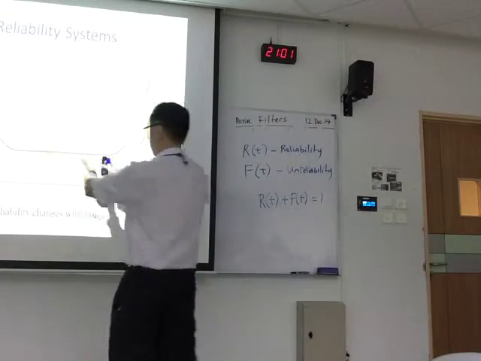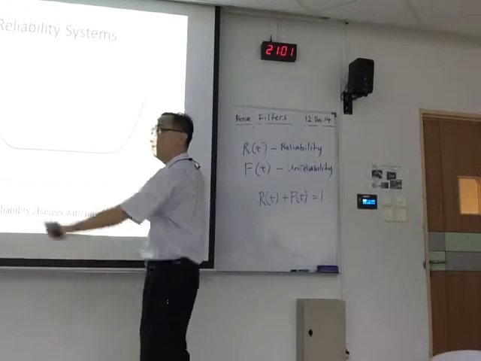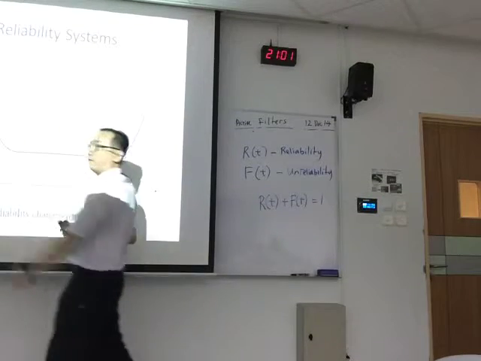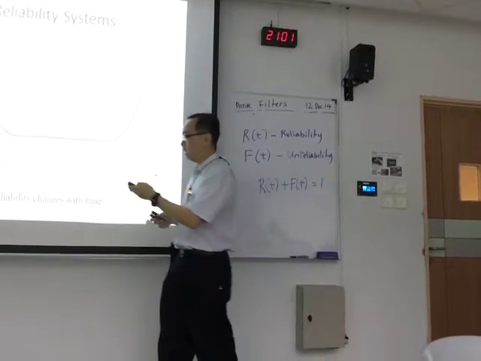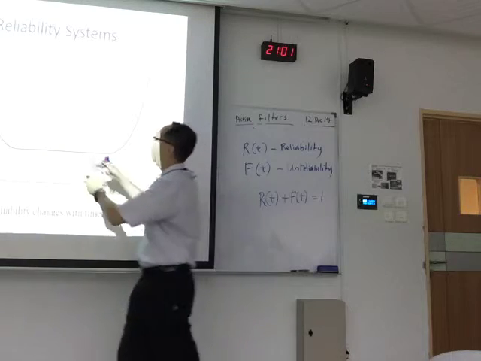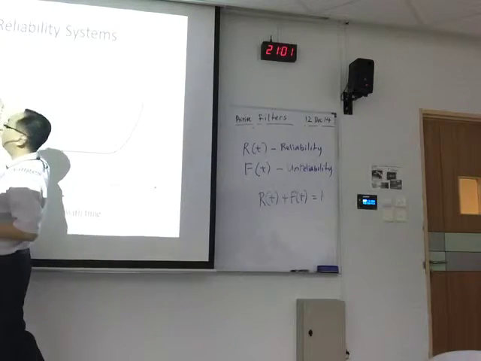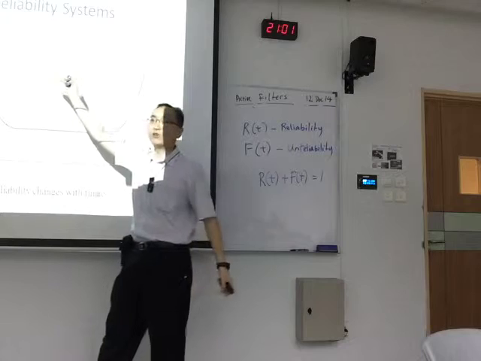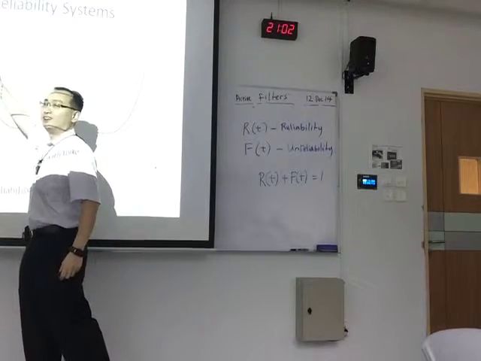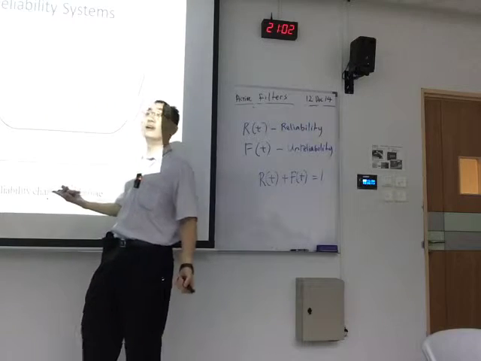Because how to read this graph: this is time, and this is the failure rate. Failure rate means if you are very high up here, it is no good because you are going to fail. You see what I mean? High means no good. You want it to be a low failure rate.